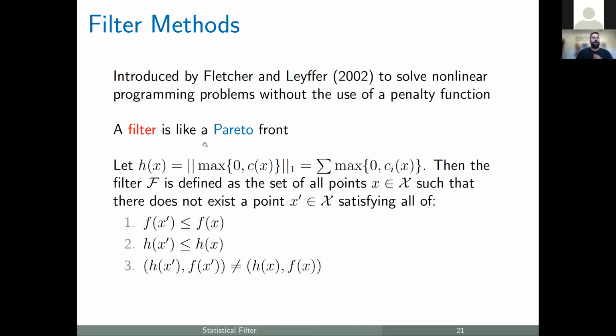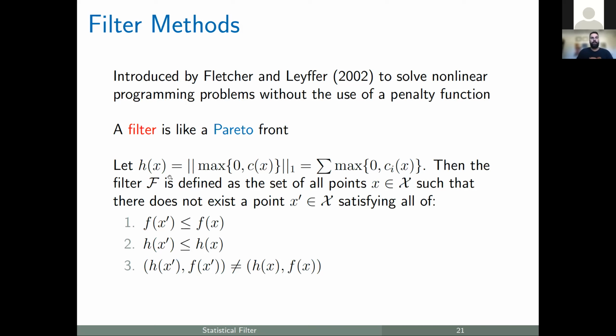So I'll tell you a little bit about filter methods, and then I'll tell you how we actually combine statistical modeling with it. They were introduced by Fletcher and Leyffer in 2002 to solve nonlinear programming problems. A filter is like a Pareto front. If you're familiar with the idea of a Pareto front in multi-objective optimization, it'll simplify the next explanation I'm going to give. Basically, what you end up doing with the filter method is you define this function h of x, which is going to replace your constraint function in your constrained optimization problem. So we were minimizing our objective function subject to a bunch of constraints.